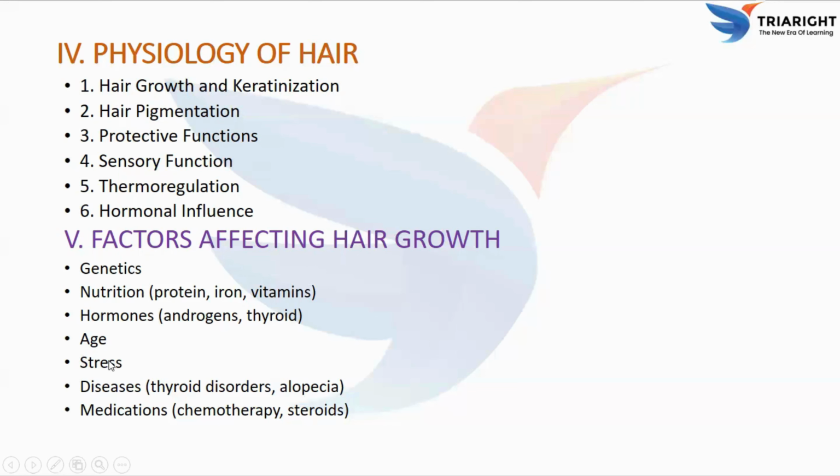Diseases like thyroid disorders and also alopecia affect the metabolism and hair cycling. Next, the medications. Some drugs affect hair by interrupting the growth cycle. Chemotherapy attacks rapidly dividing cells, which leads to sudden hair loss. Whereas steroids, blood thinners, antidepressants, and antihypertensives may also cause shedding. So these are the factors affecting hair growth.